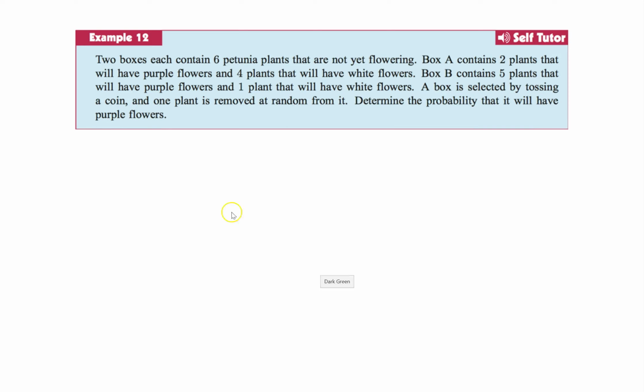Now, the problem's going to be a little confusing, but tree diagrams help it a lot. 2 boxes each containing 6 petunia plants that are not yet flowering. So box A contains 2 plants that will have purple flowers, 4 plants that will have white flowers. So this is right. So box A, right, has 2 purple and 4 white. Box B contains 5 plants that will be purple, so 5 purple and 1 white.